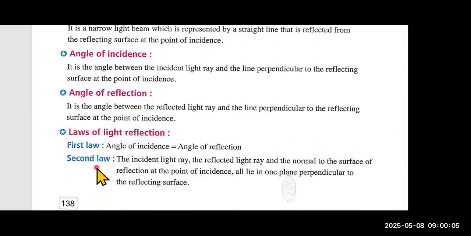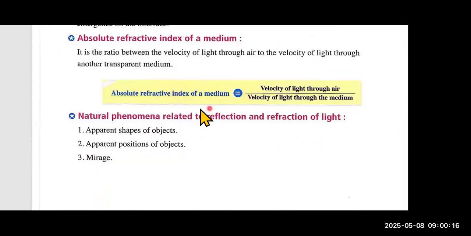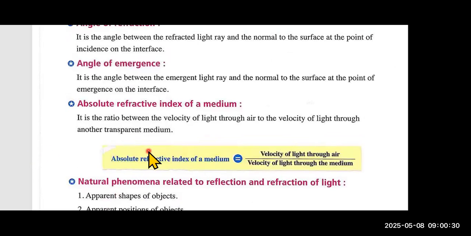The second law of reflection: the incident light ray, the reflected light ray, and the normal line all lie in the same plane. Here we have absolute refractive index, which we can calculate as V air over V medium. Natural phenomena related to reflection and refraction include apparent shape of objects, apparent position of objects, and the mirage phenomenon. All of them happen due to light reflection, light refraction, or both.